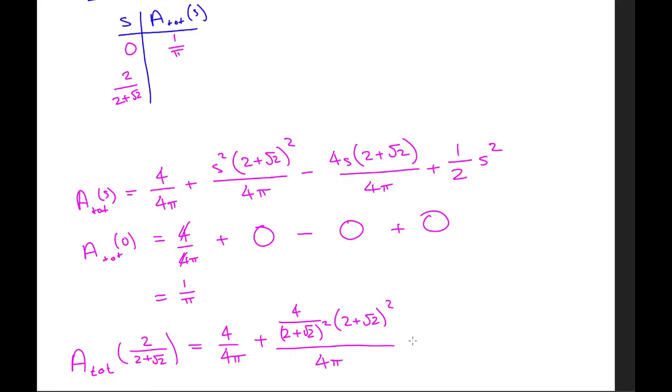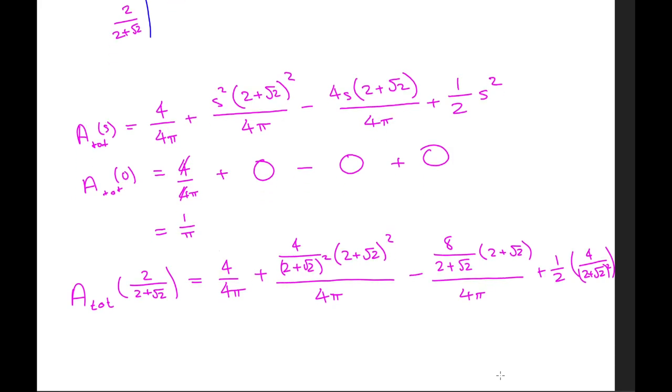Okay. Then minus, here again, I'm just going to multiply the 4 times 2 and just say it's going to be 8. So we're going to have 8 over 2 plus root 2 times 2 plus root 2 over 4 pi. And here, once again, I'm going to be squaring this guy for this last step here. So we're going to have plus 1 half 4 over 2 plus root 2 squared. Okay? Cool. Everything's in place now.